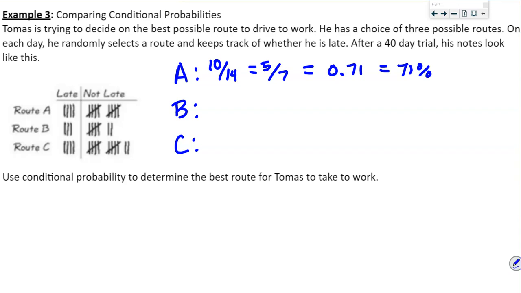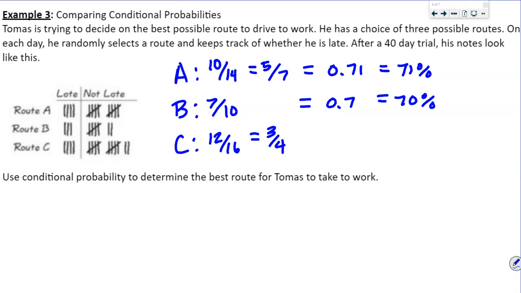Okay, so now let's do our B. This one is 7 over 7 plus 3 is 10. So that doesn't reduce, right? So that's going to be 0.7, which is 70% of the time he wouldn't be late, right? Then our last one is 12 over 16, that does reduce because 4 goes into both of those. So that's 3/4, isn't it? So that's going to be 0.75, which is 75% of the time he wouldn't be late.